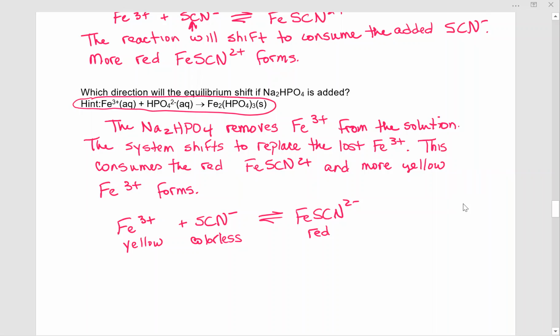The sodium hydrogen phosphate is going to remove iron 3+ from solution. So the system is going to shift to replace the lost iron 3+. This is going to consume the red iron thiocyanate and more of the yellow Fe3+ forms. So if you remove enough of the iron, what eventually ends up happening is you've removed enough of the red for the solution to turn yellow instead. All right, so there's some examples for you for either adding common ions or adding something that will react with something that is already in the equilibrium.